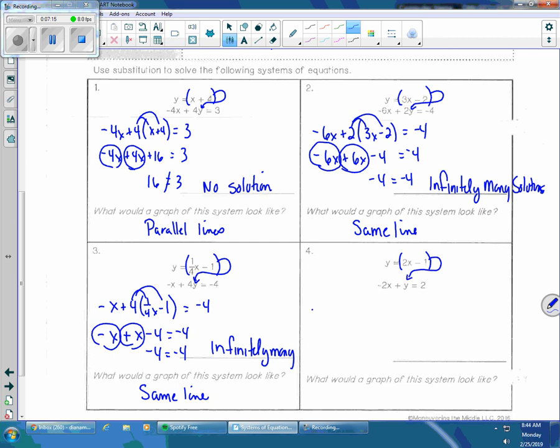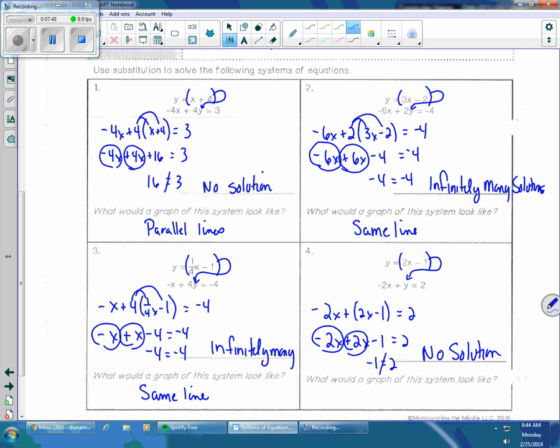So this one I've got -2x plus, instead of y, I'm going to say 2x minus 1 equals 2. There is nothing to distribute. A +1, if I distribute the +1 to everything inside the parentheses, it just comes out the same way. So I've got -2x plus 2x minus 1 equals 2. Combine your like terms, and you have -1 equals 2. That's not true, so there's no solution.